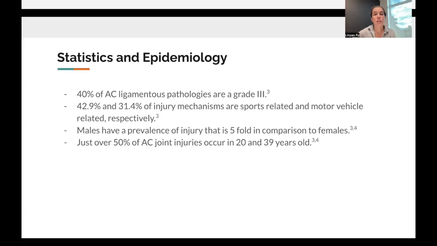Males have a prevalence that is 5-fold in comparison to females. This is likely due to the increased participation in contact sports for men, as well as motor vehicle habits and things that are more likely to damage this region of the body. And then just over 50% of AC joint injuries occur in 20 to 39 year olds. This is once again because of the maturity of the bone and the ligaments and everything, but also because of the likelihood for traumatic injuries.